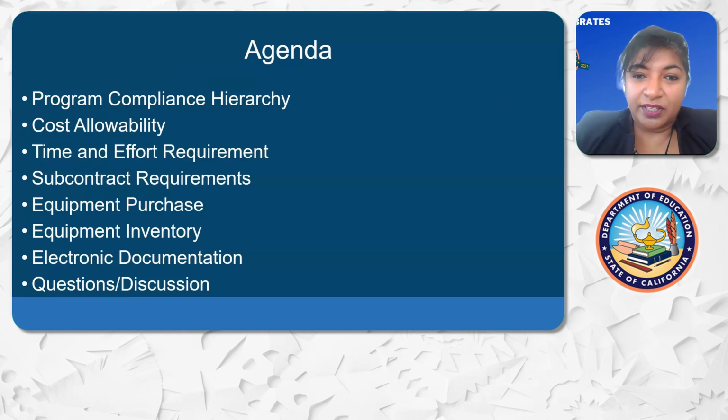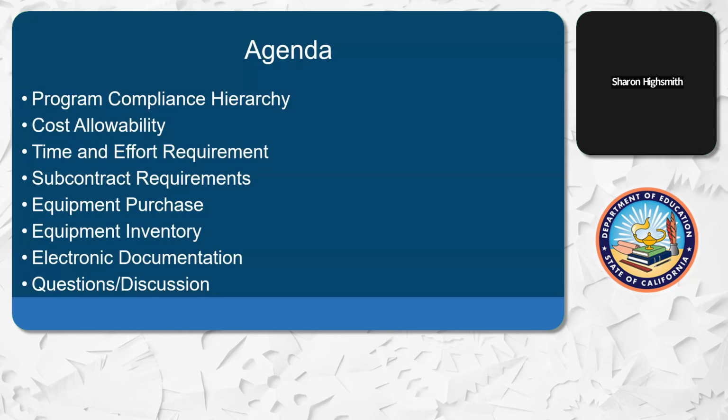We will be reviewing, first of all, the program compliance hierarchy, where we'll identify the laws that govern the program operations; cost allowability, which identifies reimbursable and non-reimbursable cost; time and effort, which is related to personnel expenses; subcontracting requirements; equipment purchases and inventory items; and finally, types of electronic documentation.